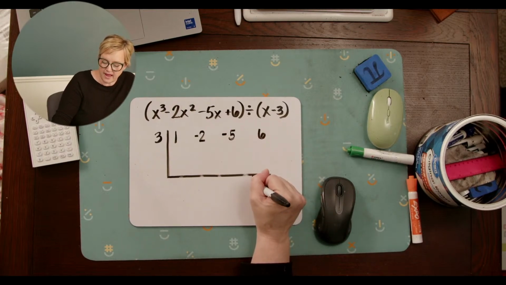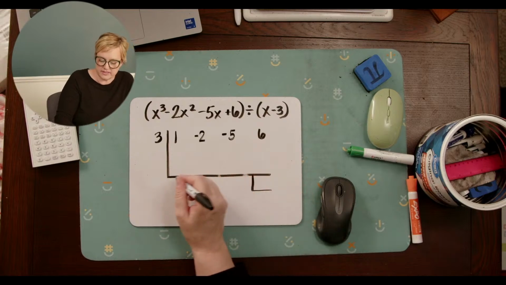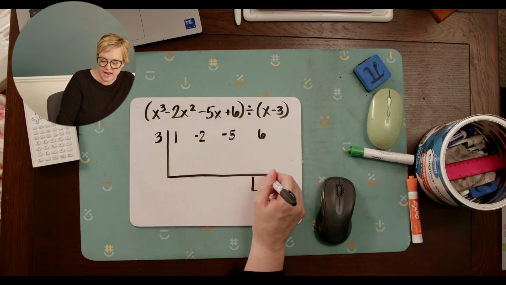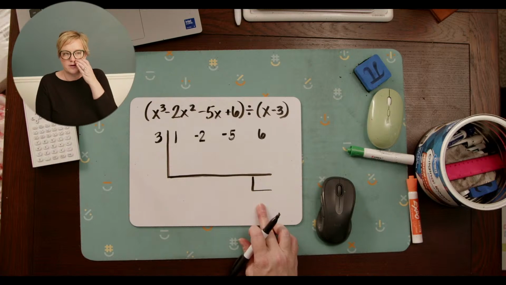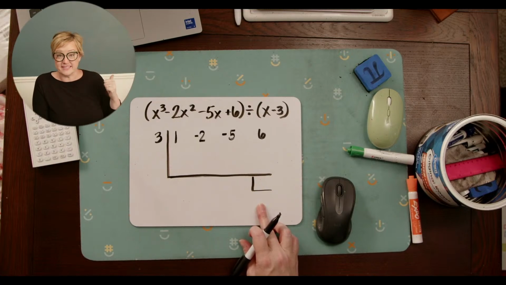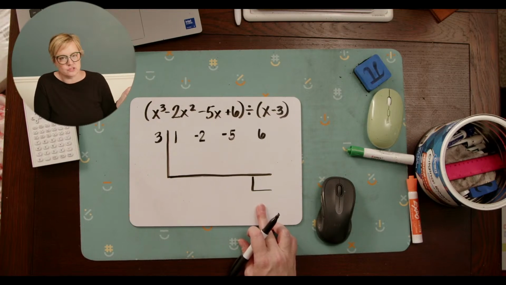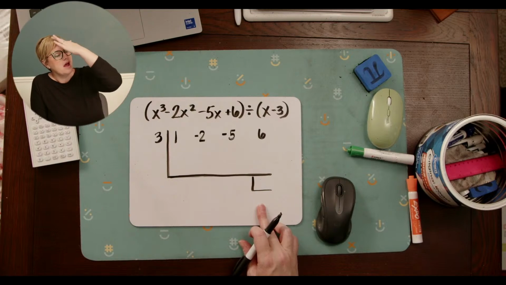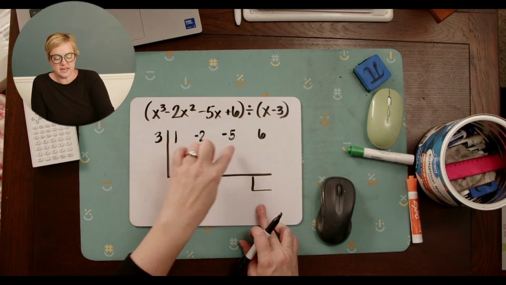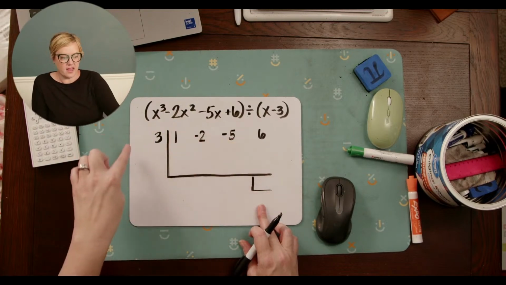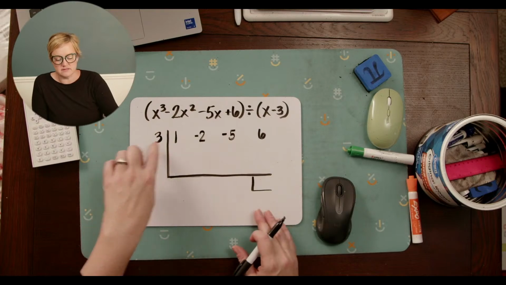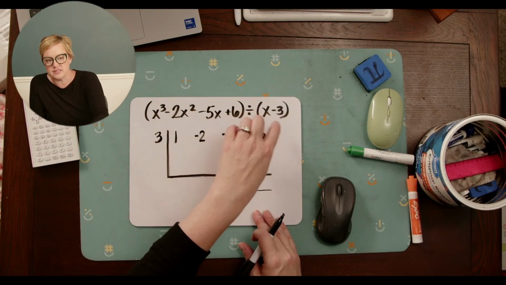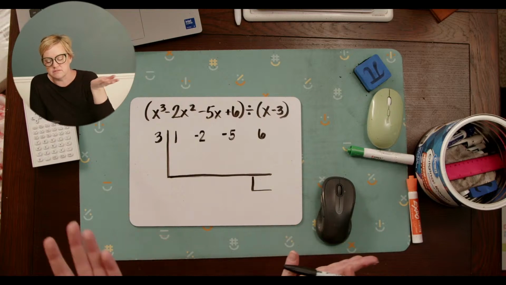Now I like to make a little box down here. It just helps me stay organized. And that box is for if there's a remainder. Going back to when you were first learning how to do long division, remainders don't go away. Remainders are still a thing. So we're just listing the coefficients, and it's technically the root, right? x minus 3 would be x minus 3 equals 0, right?